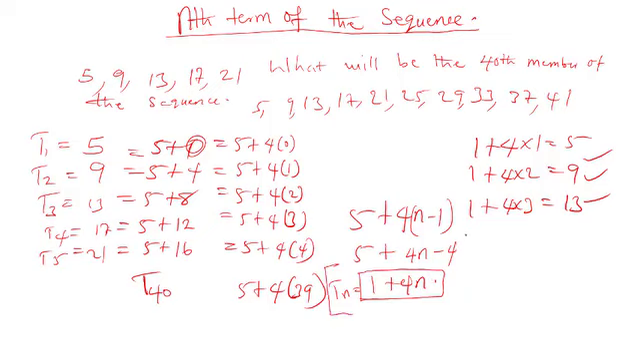So if you want to look for the 100th term, you can just write T100 is equal to 1 plus 400, because 4 times n is what? 4 times 100 is 400. So which is 401. That's the 100th term.